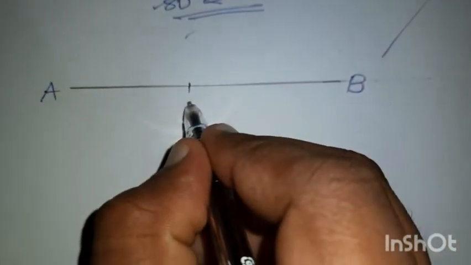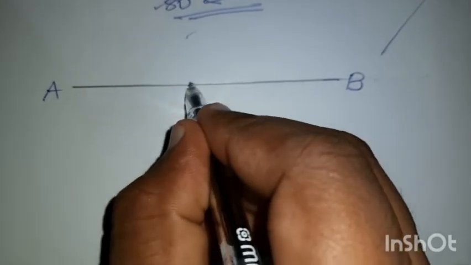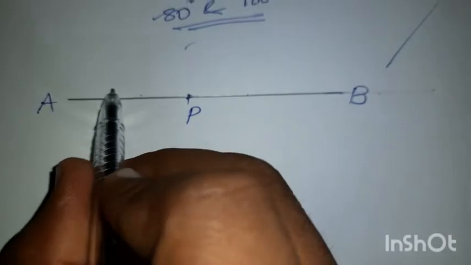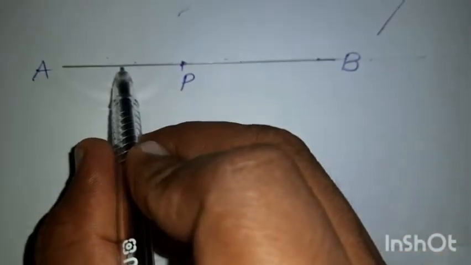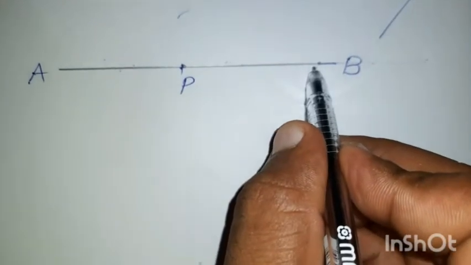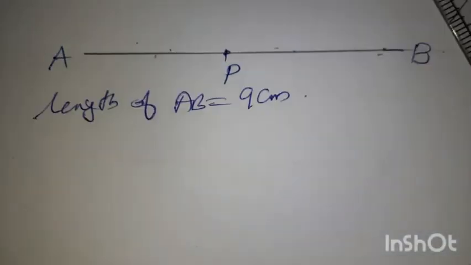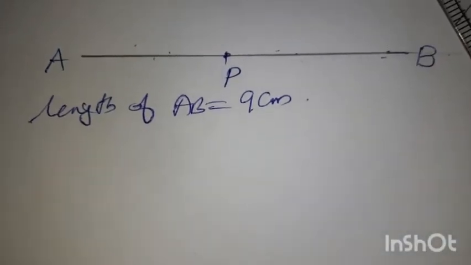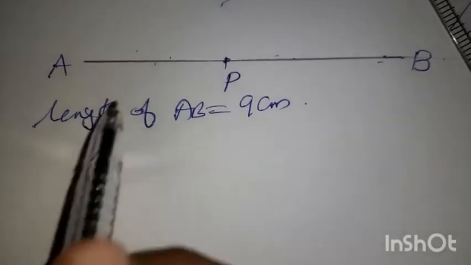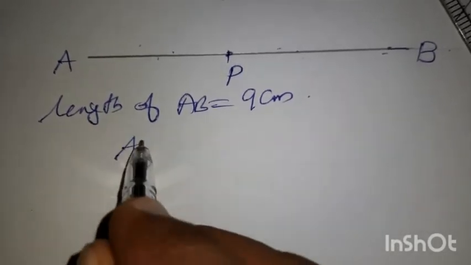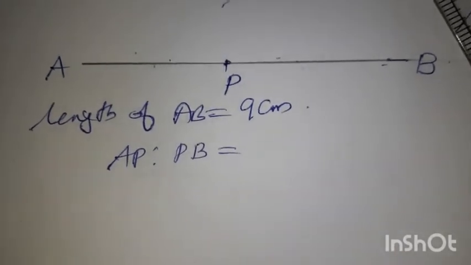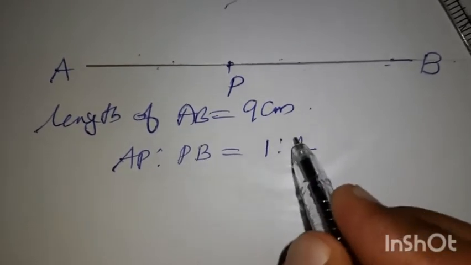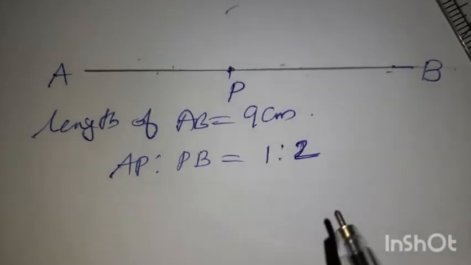A point P is marked on it with the ratio 1 is to 2. If you are taking 2 centimeters here, it should be double, that is 4 centimeters. If you are taking 3 centimeters here, you should take 6 centimeters. Length of AB is 9 centimeters. Then AP is to PB, that is how much? 1 is to 2. The 1 is to 2 ratio is given in the question.